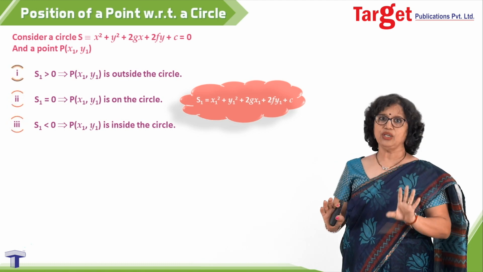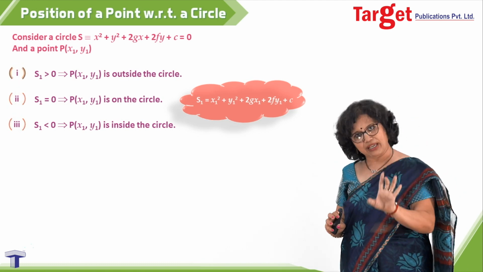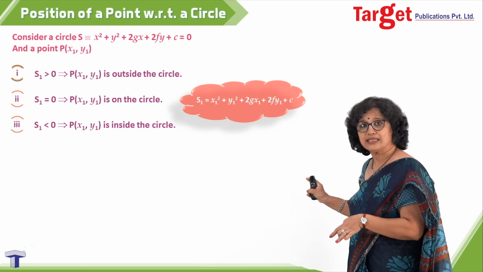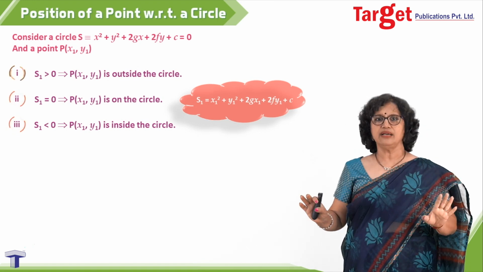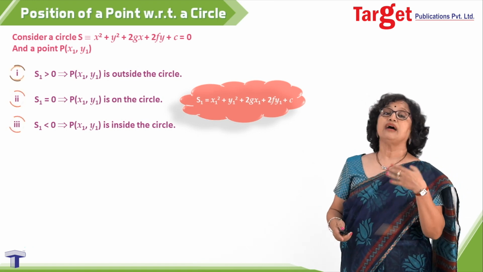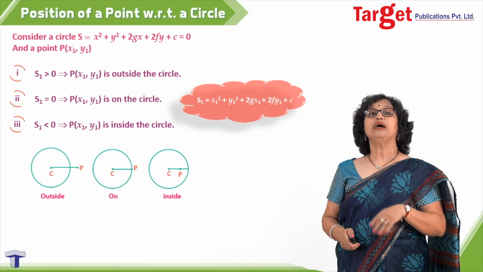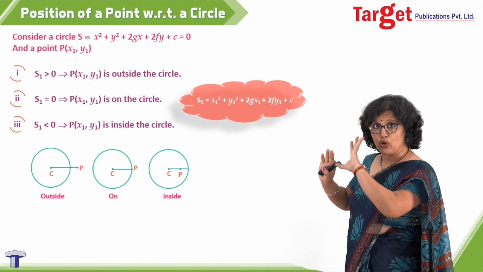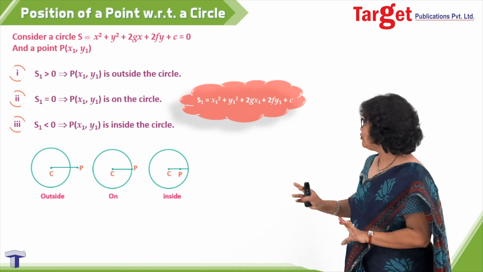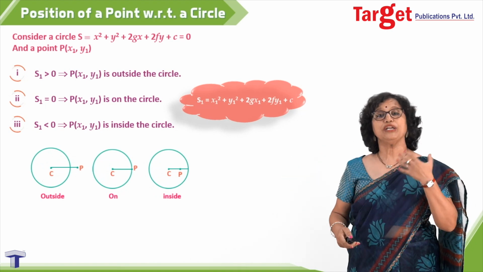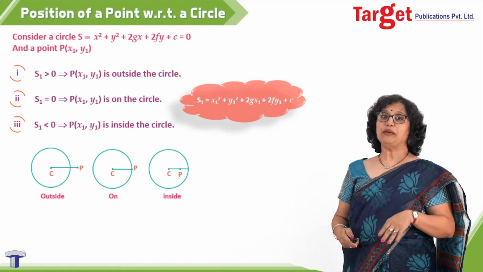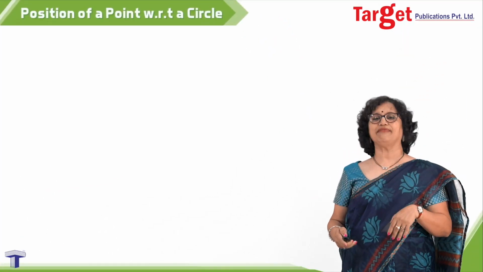So, in the question, you would be given the equation of the circle, you would be given a point, and you have to do this exercise of evaluating S1. And then the sign of S1 will decide whether the point is outside or inside, and on the circle if it is equal to 0. If you want to see the geometry in figure form, the picture would look something like this. Let us proceed further by taking one example on whatever we have discussed.